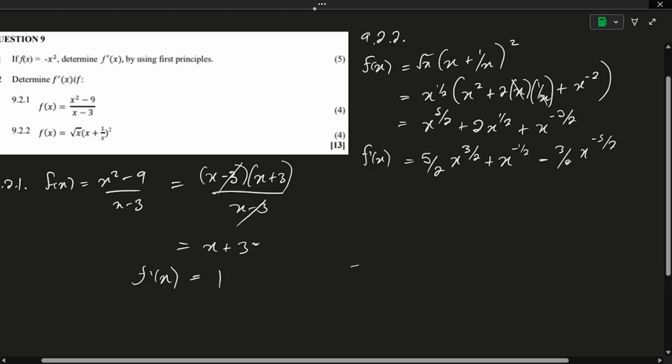So if you want, you can just leave it here. It doesn't really matter. But if you really like neat stuff, you can just continue and say 5 over 2 x to the power of 3 over 2, plus 1 over x to the power of 1 over 2, which is the same as square root of x, minus 3 over 2x to the power of 5 over 2. So you can leave it here, or you can continue if you still have time.